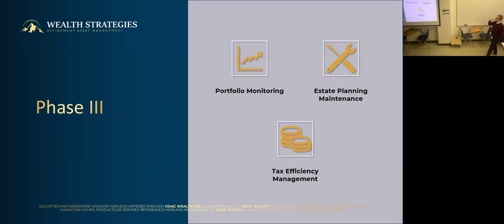So we finished our initial planning in phase one, got our directions on what we're actually investing for, all of the planning. We've created our investment portfolio or optimized what we already have. And so now we're in that maintenance phase where we've put everything together and we want to make sure it all stays in the right place, that we're having tax efficient returns, that our estate planning stays held together, and that our portfolio doesn't drift too far off of our path.